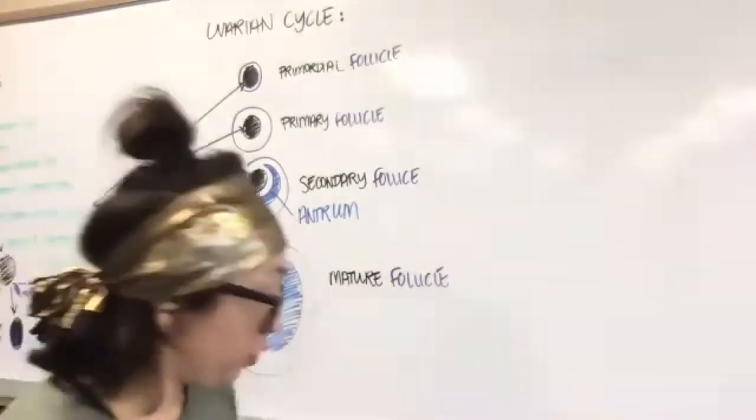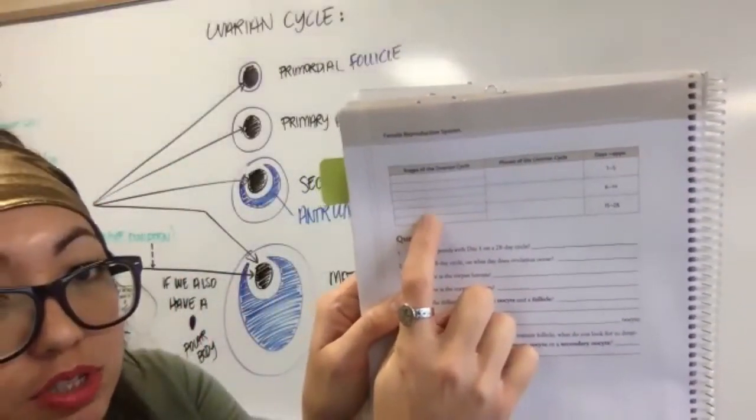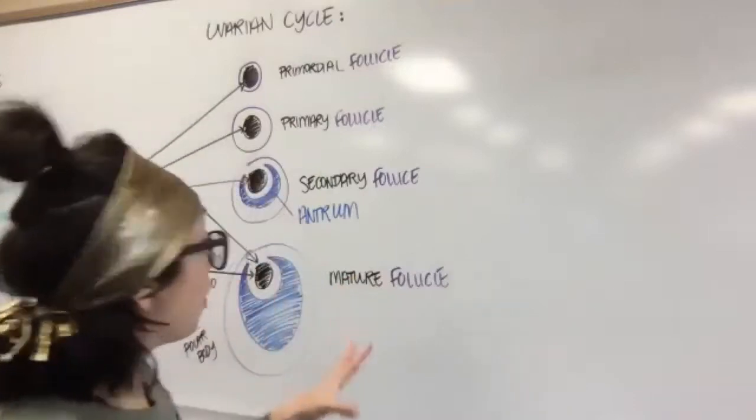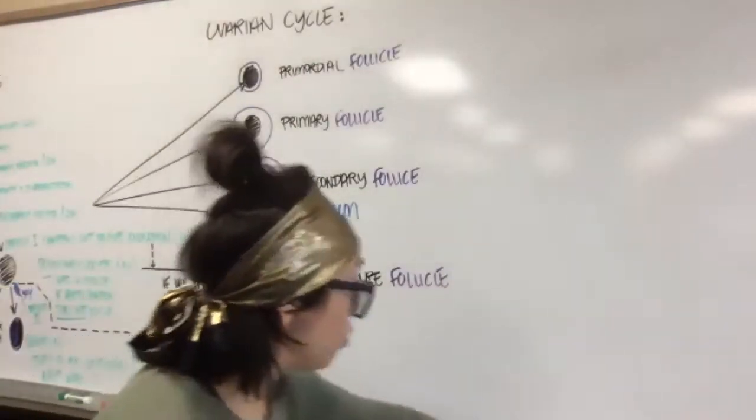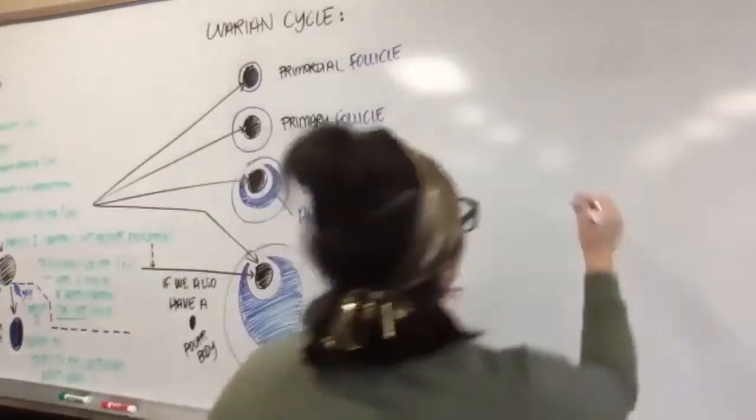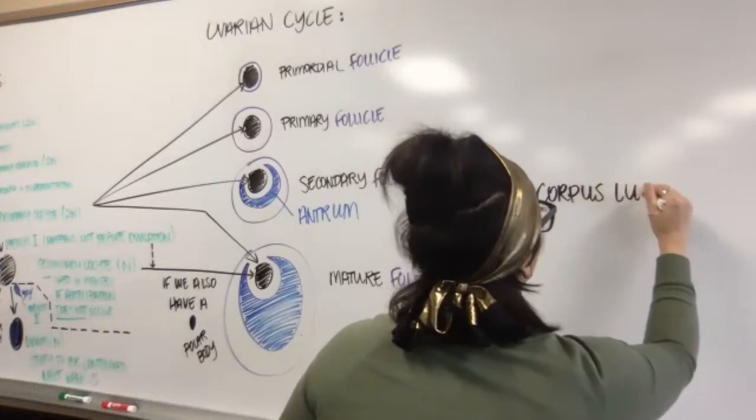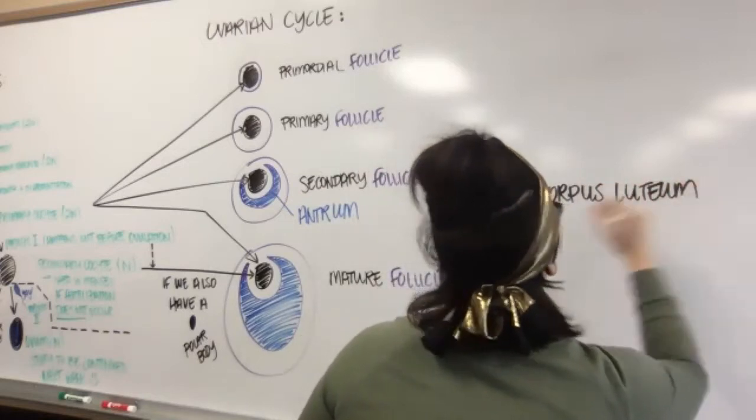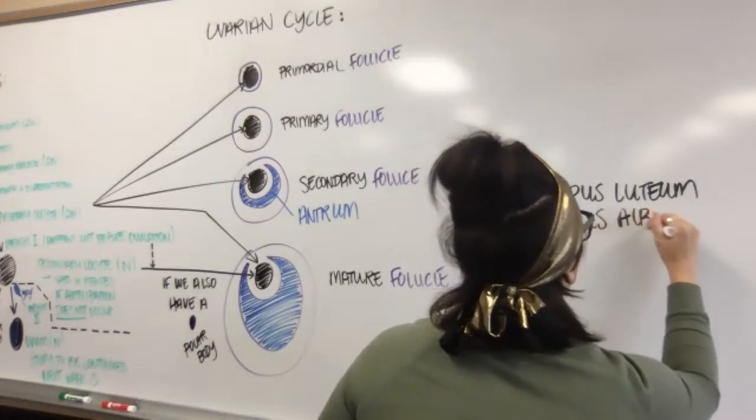Then the last two blanks, the bottom two here, are a part of the luteal phase. And the two terms you'll put are corpus luteum and corpus albicans.